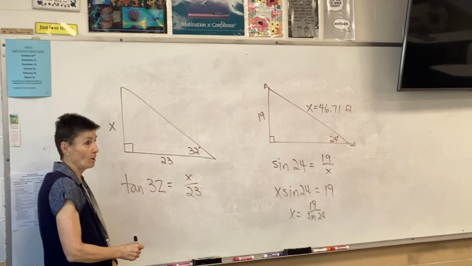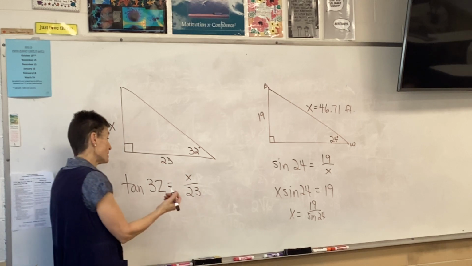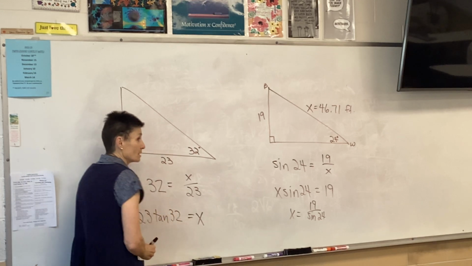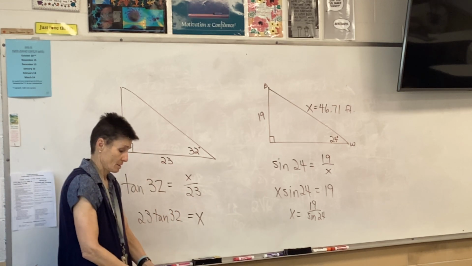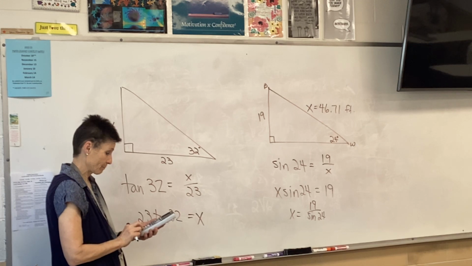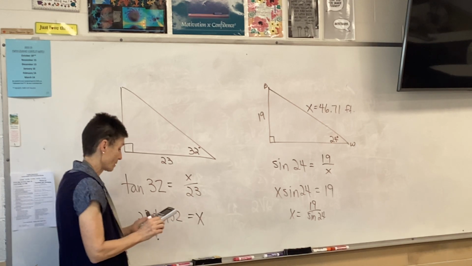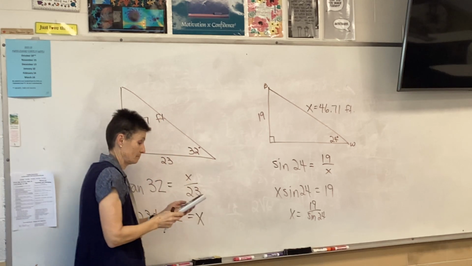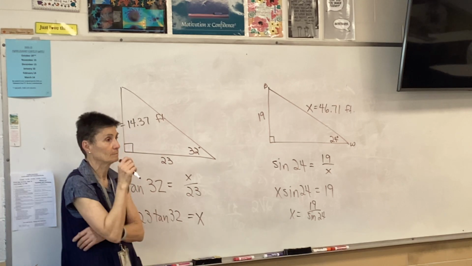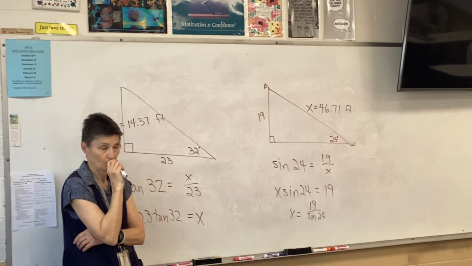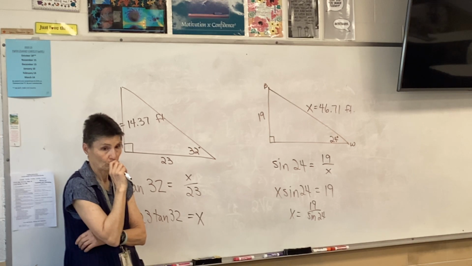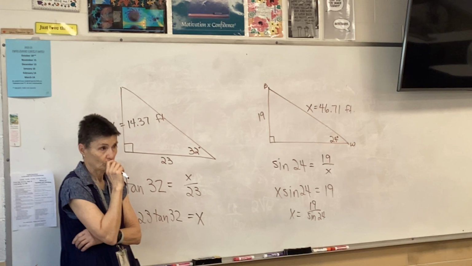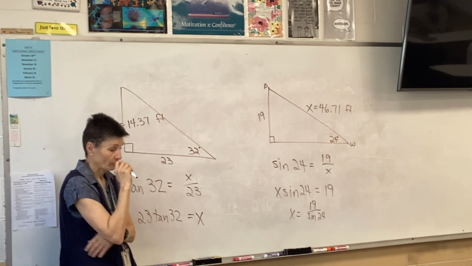So we're going to multiply like Smile likes to do. And in this case, after we multiply, we're done, right? Because we have x by itself. So what'd you get for that one? 14.37. 14.37 feet. Is that okay?